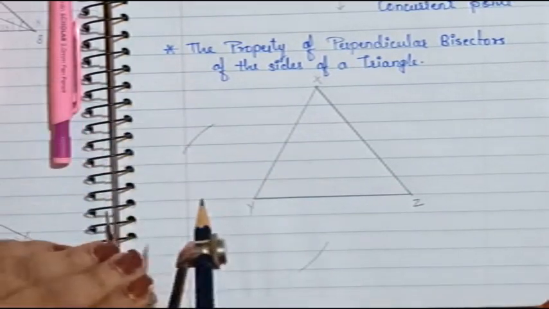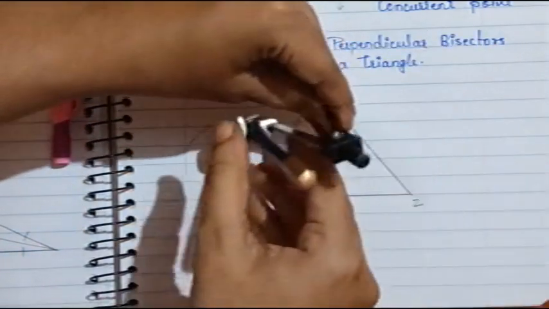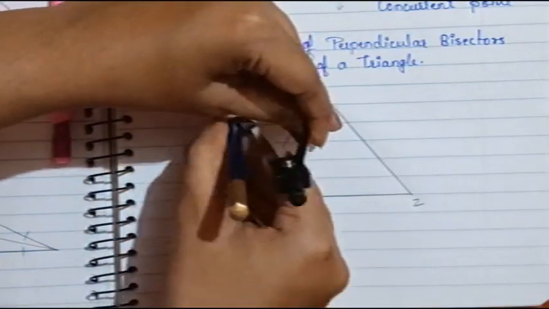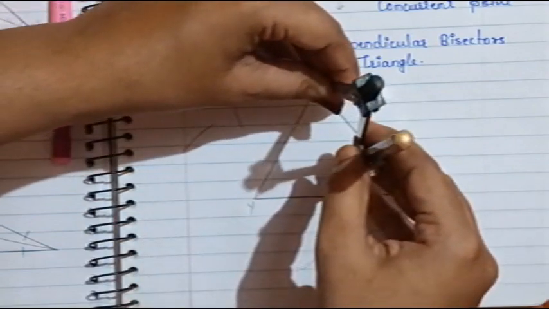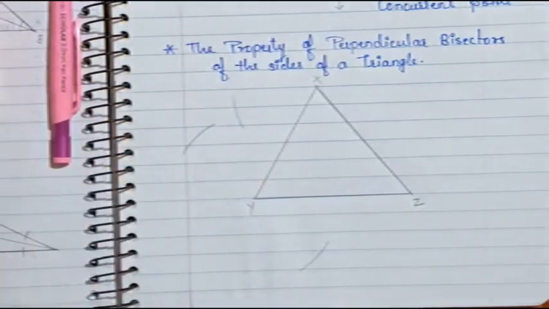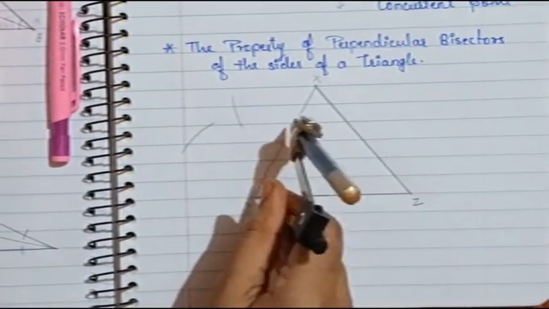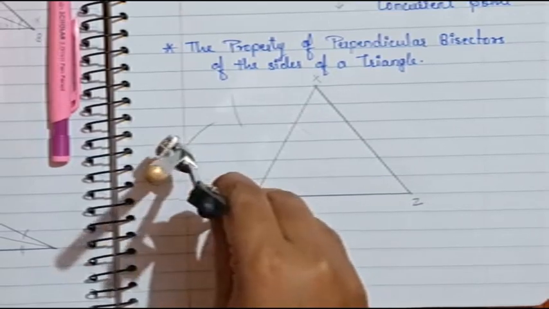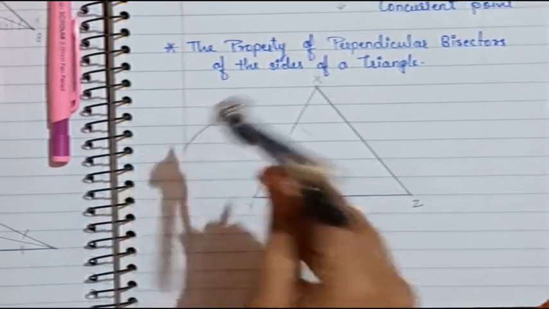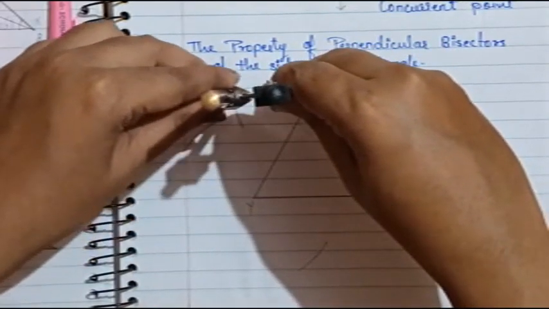Okay, and then I will place the other arc on X. Now students, here again I will measure. This is more than half. One arc from here, from point Y, and another from point X.